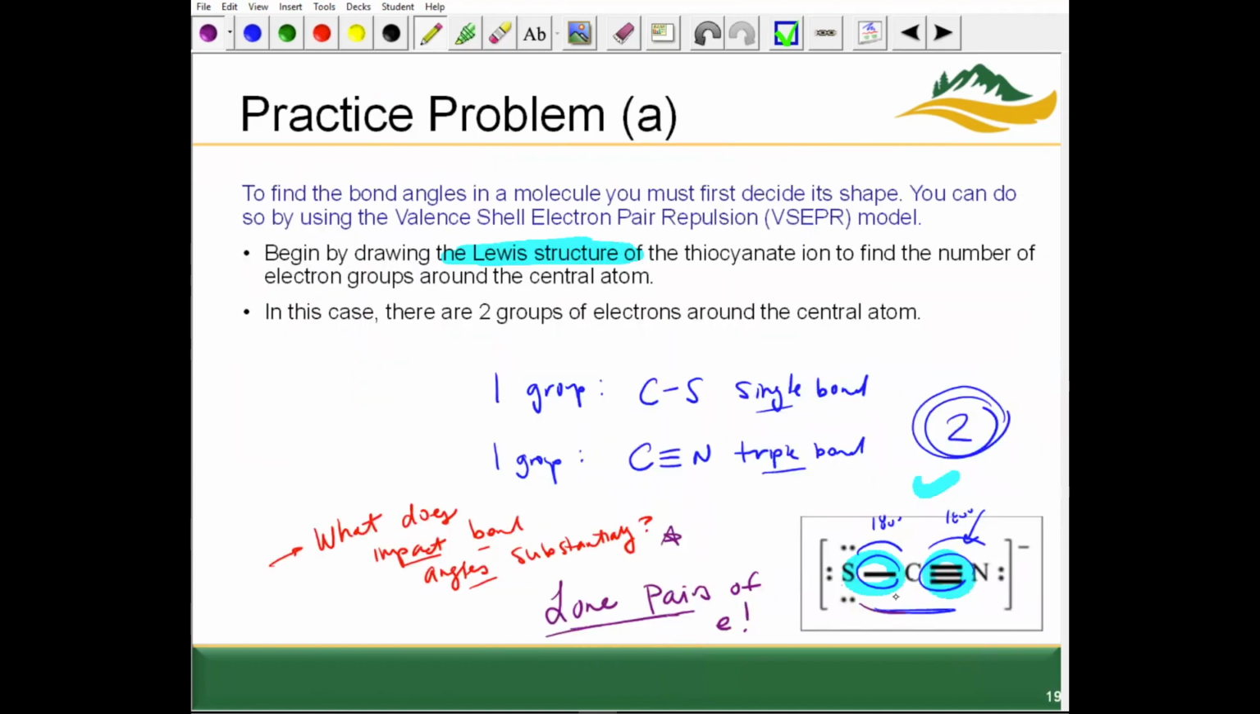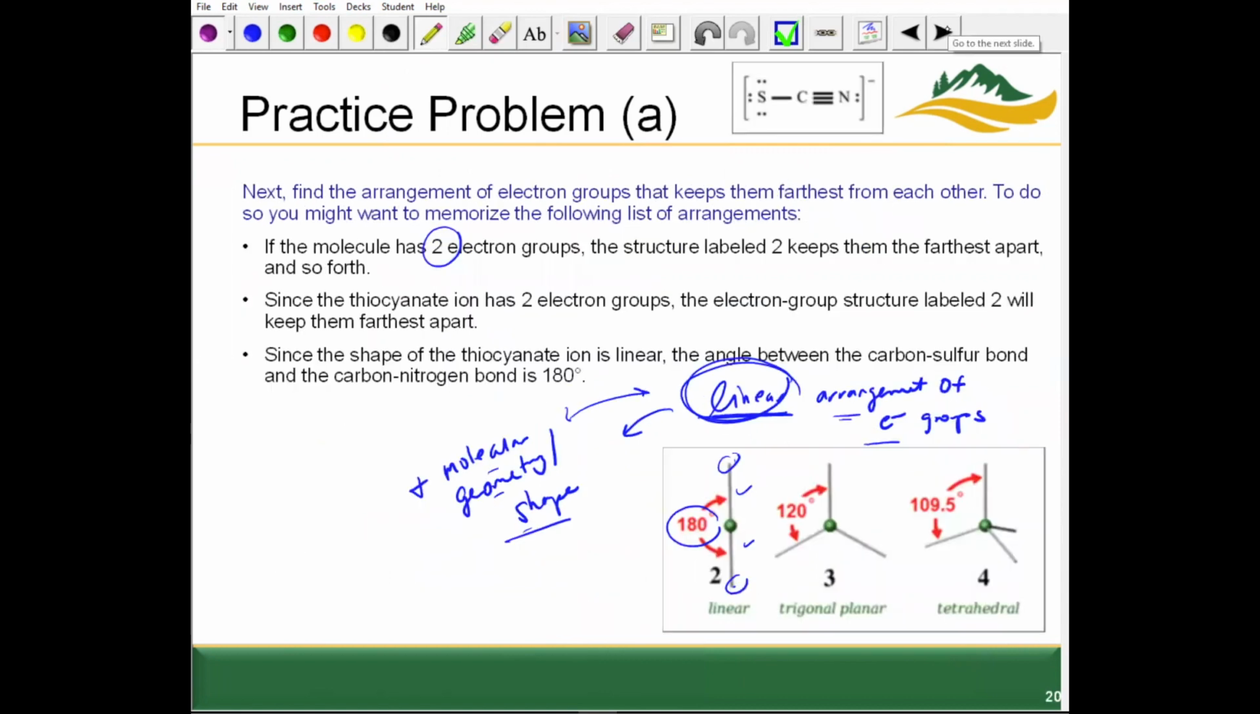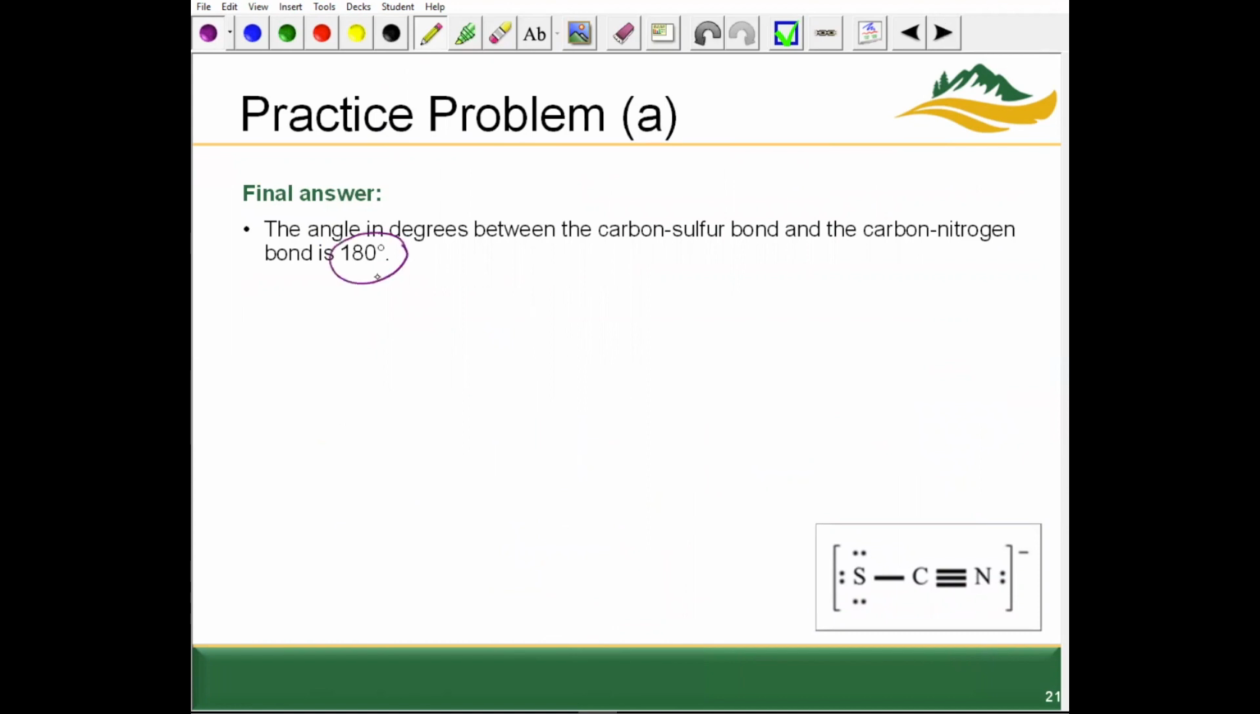For our case here, single bond and triple bond, no lone pairs, then this bond angle is 180 degrees, and this bond angle is 180 degrees. So the sulfur to carbon bond and the carbon to nitrogen bond are all just 180 degrees for this linear arrangement of electron groups and linear molecular geometry or shape. So 180 degrees for both bond angles, that's our final answer.